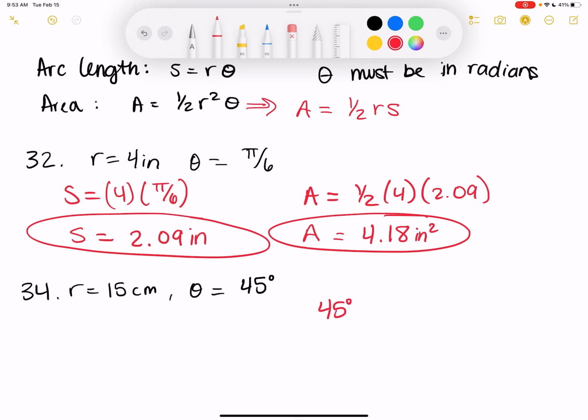So, 45 degrees. Okay, what's the conversion factor from degrees to radians? Pi over 180.